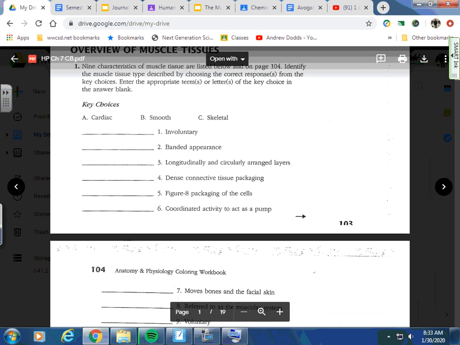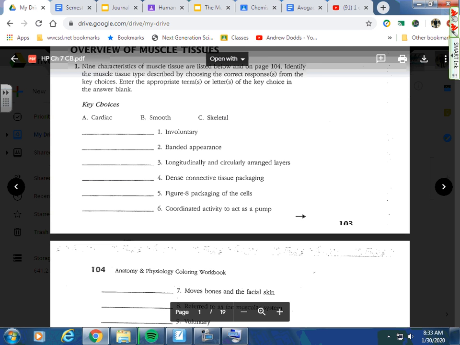Okay, so this is the first part of the chapter 7 coloring book. It's actually called chapter 6 in this because it aligns with a different textbook. We started off with a quick refresher on our different types of muscle tissue.